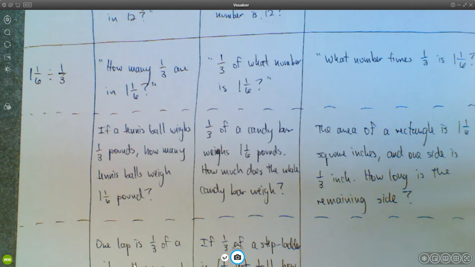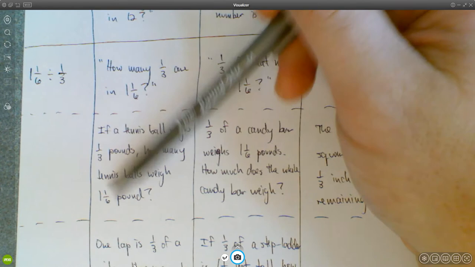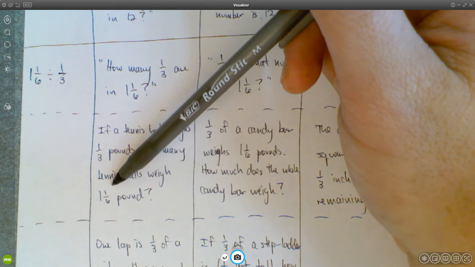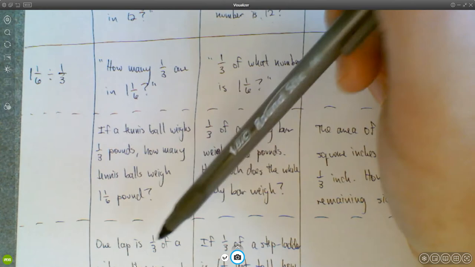Because in order to answer that question, you have to think, how many thirds will fit into 1 1/6, right? How many third-pound tennis balls will it take to make 1 1/6 pounds, right? Okay, so that's one. Here's another one.